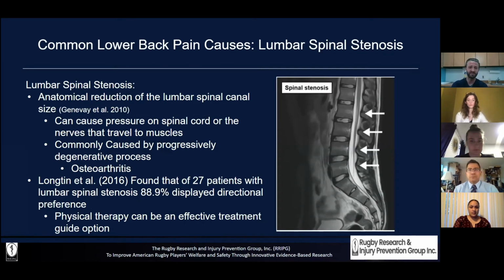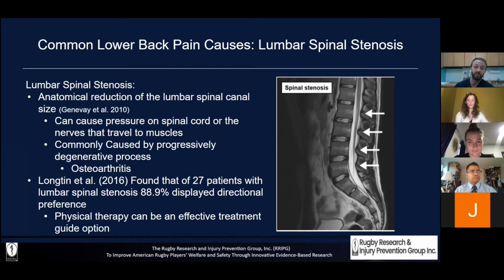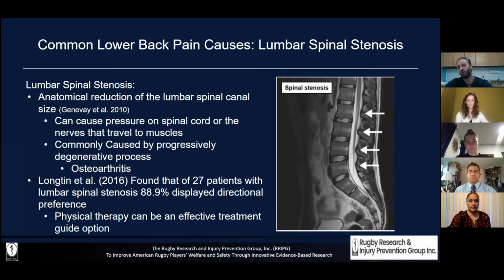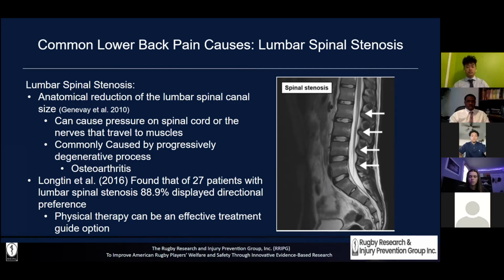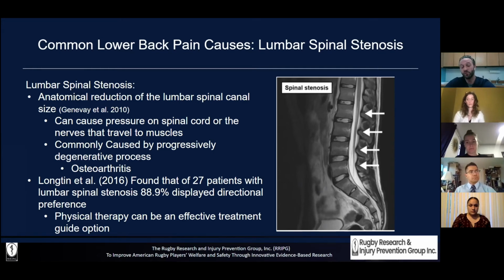Lumbar spinal stenosis. It's an anatomical reduction of the lumbar spine canal size that can cause pressure on the spinal cord or nerves that travel to muscles. Commonly caused by a progressively degenerative process, osteoarthritis. This is the patient that we tend to think of as the older patient who typically has pain in their lower back traveling into the leg, and it gets worse with walking. The more they walk, the worse the symptoms get. When they sit, the pain almost immediately goes away, right? That's the typical spinal stenosis patient.